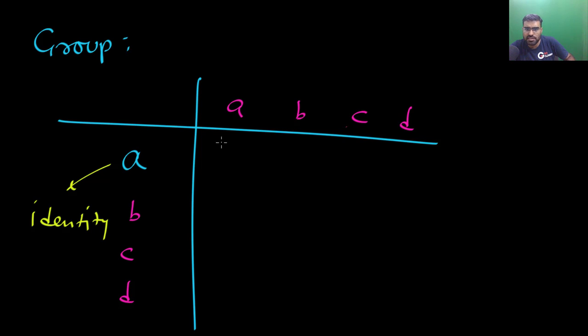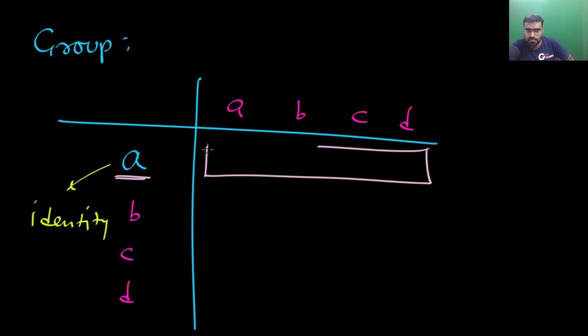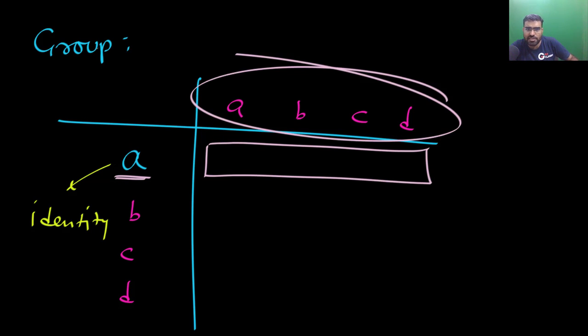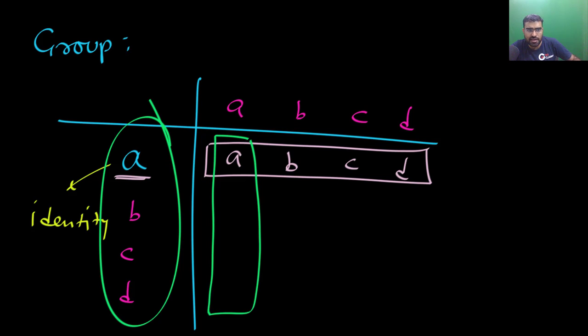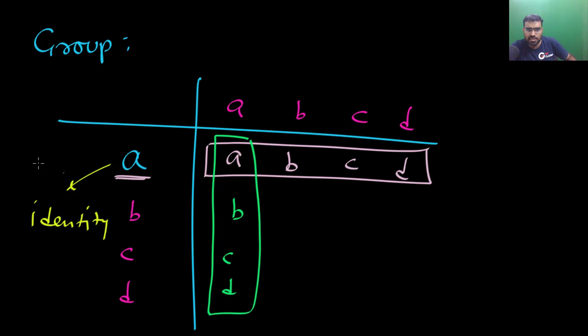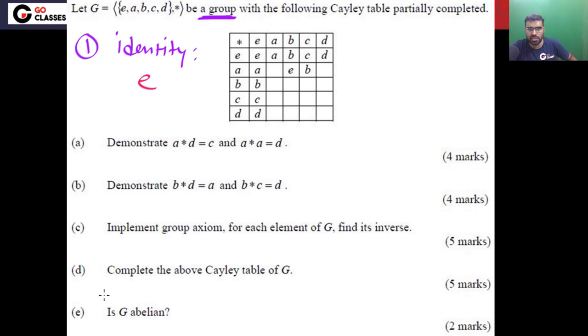If this A is the identity element, then the row of the identity element will be the same as the header. Similarly, this column will be the same as this header. So remember, it will be like this. This type of element will be called the identity element. In this table, you can easily notice that this row, E, A, B, C, D, is the same as this header. So I can say the identity element is E.